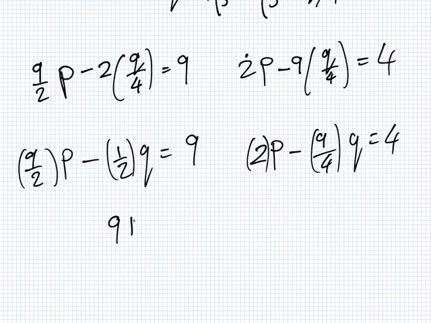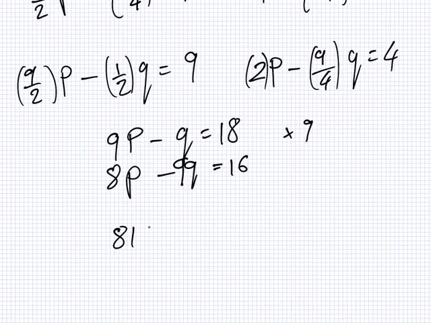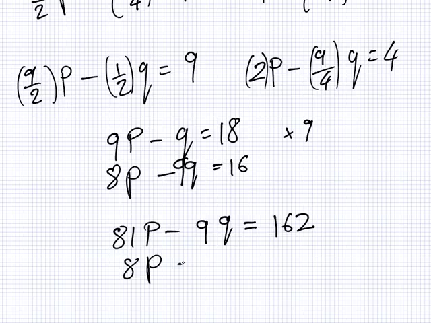So I get 9p minus q equals 18. And multiply this by 4: 8p minus 9q equals 16. Oh, so I should multiply this one by 9 now. So 81p minus 9q equals 162. 8p minus 9q equals 16.